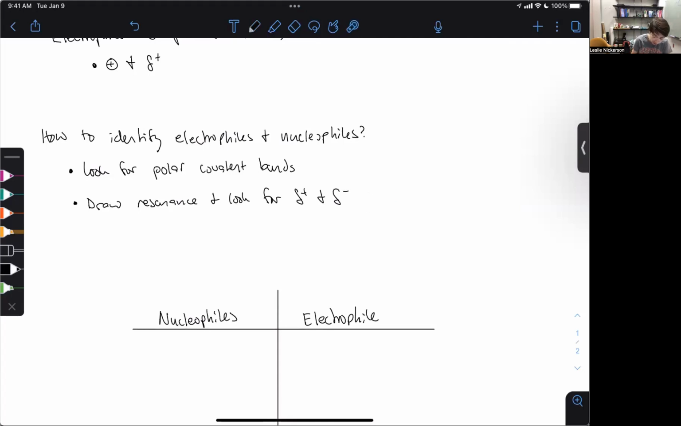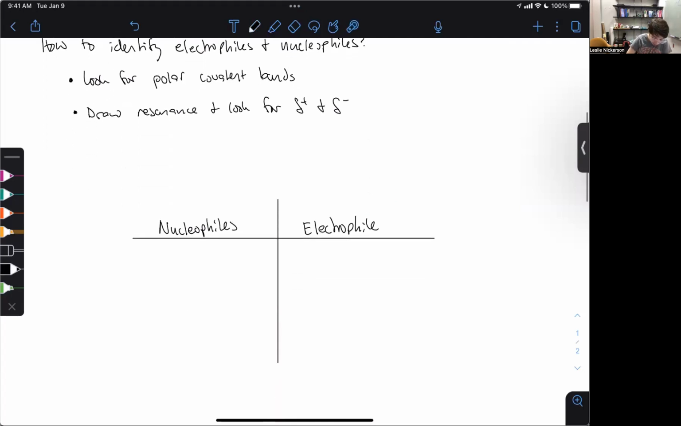Let's look at a couple of examples. For nucleophiles, there's a ton of nucleophiles out there. But one of the things you'll pick up from a lot of practice is that a lot of nucleophiles are negatively charged. So look for stuff that has a negative on it, things like sodium hydroxide. Sodium hydroxide is one.